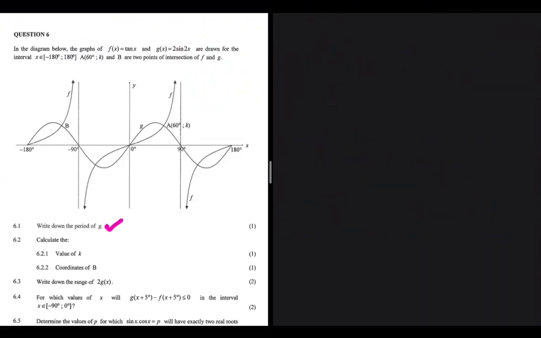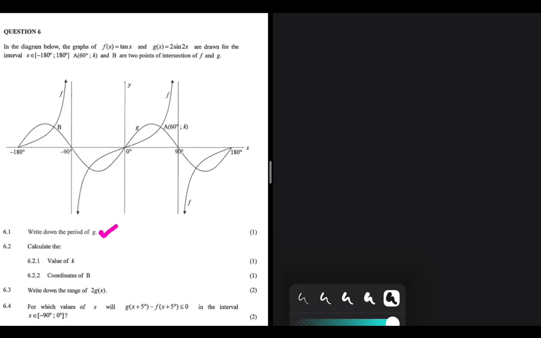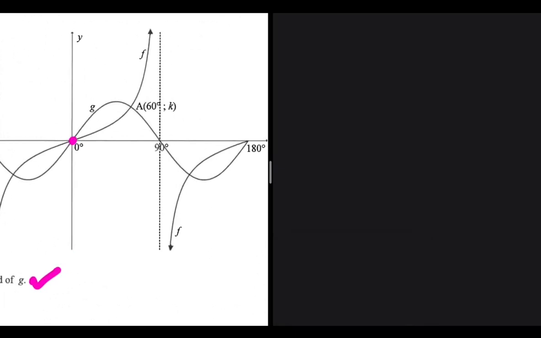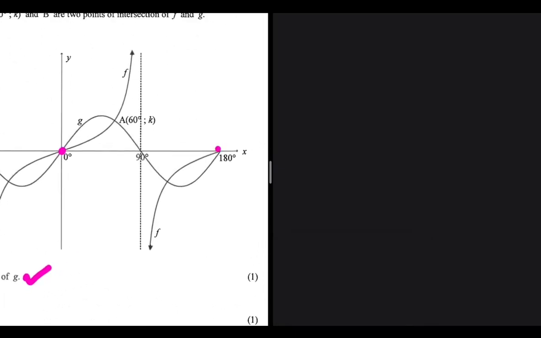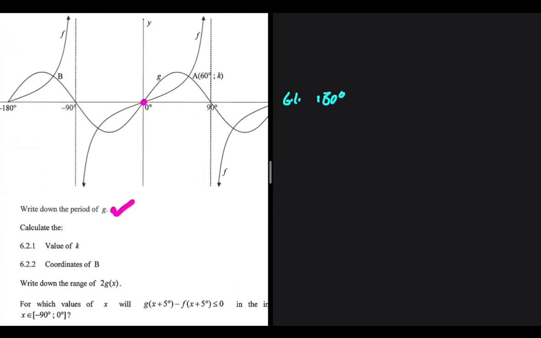Write down the period of g. What is the period? The period is the time it takes to complete one cycle. Let's take a look at g. As you can see, from x equal to 0 to x equal to 180 degrees, we have one complete cycle. The graph completes itself once. So that is the period of g. It is 180 degrees. It takes 180 degrees for the graph to complete itself.